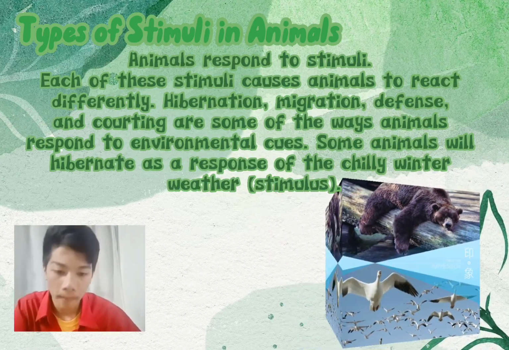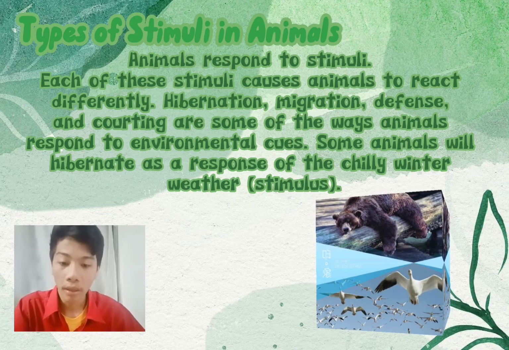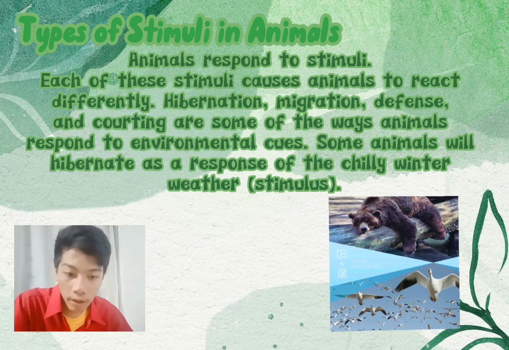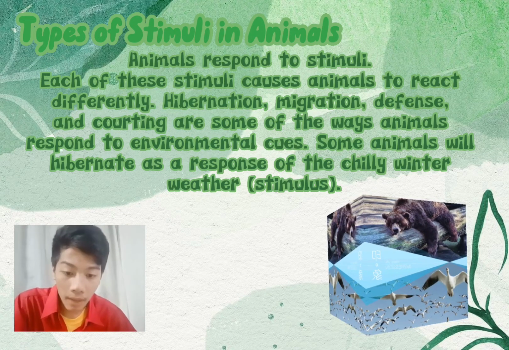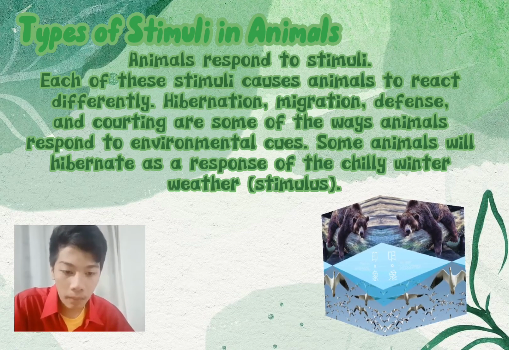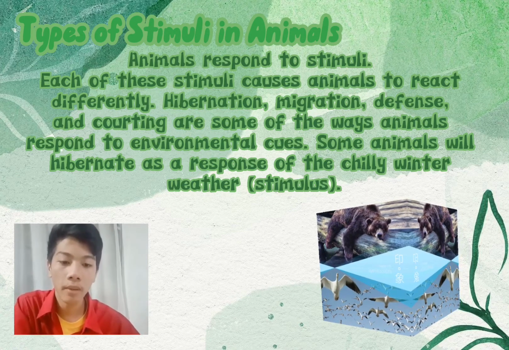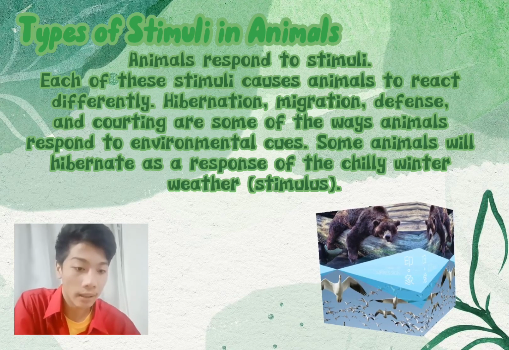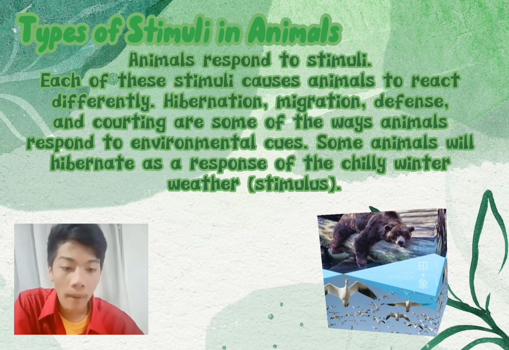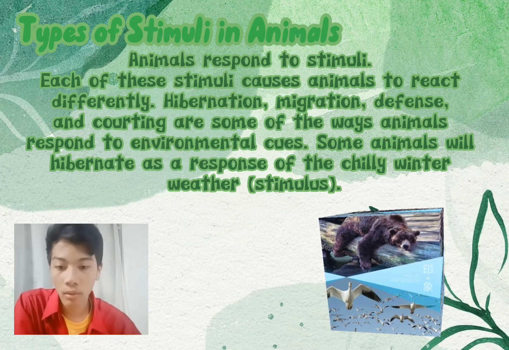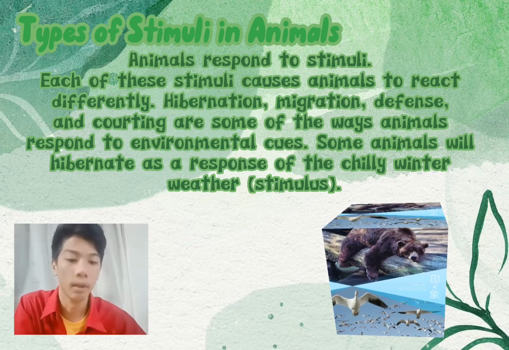Animals respond to stimuli. Each of these stimuli causes animals to react differently. Hibernation, migration, defense, and courting are some of the ways animals respond to environmental cues. Some animals will hibernate as a response to the chilly weather stimulus. Hibernation is a state in which the body's activity is drastically decreased in order to conserve stored food. Migration is the movement of animals from one place to another in response to seasonal changes. They travel to other places where food is available.